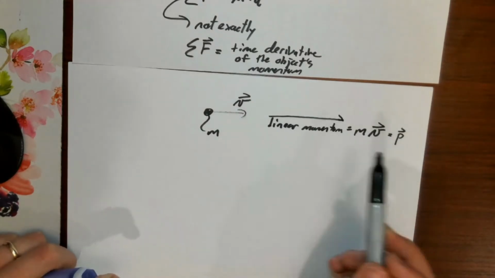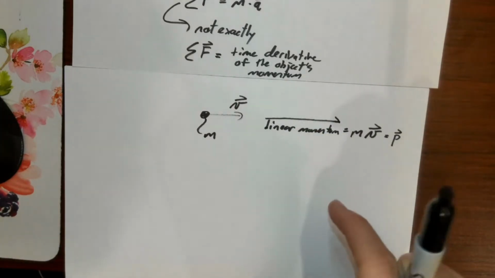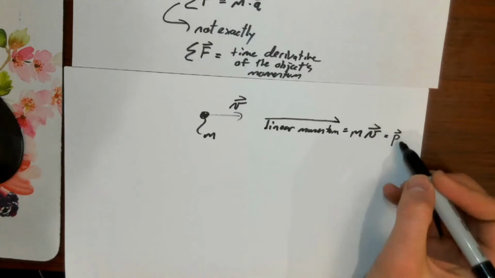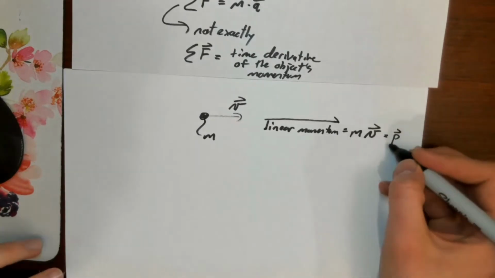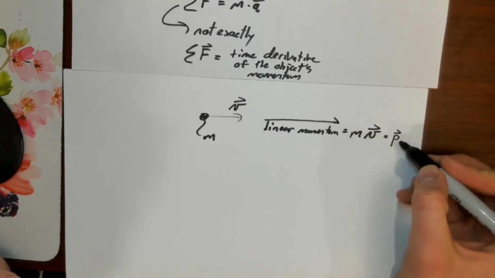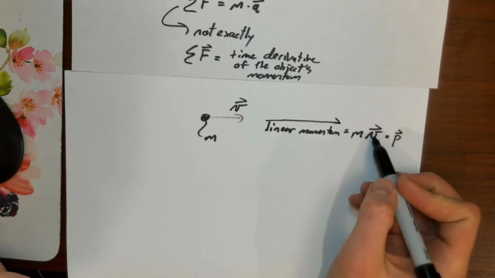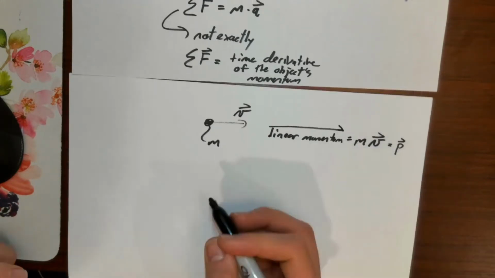Spoiler alert, we're not actually going to use linear momentum too much in this class, so hopefully the p here won't be too confusing. But in the context of just this lecture, p is not going to be pressure, but rather linear momentum. So linear momentum is this quantity here.